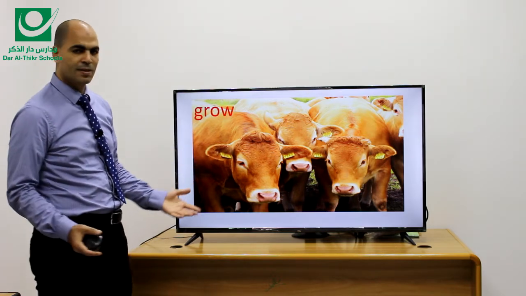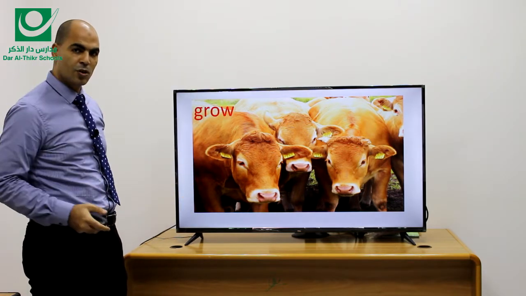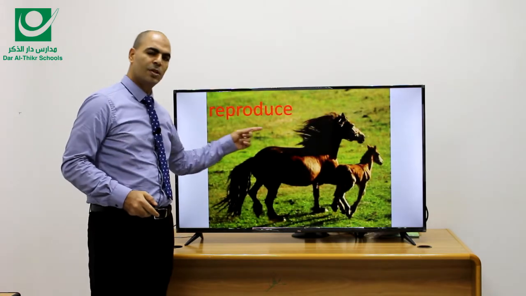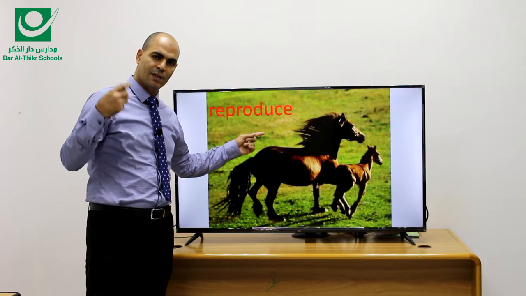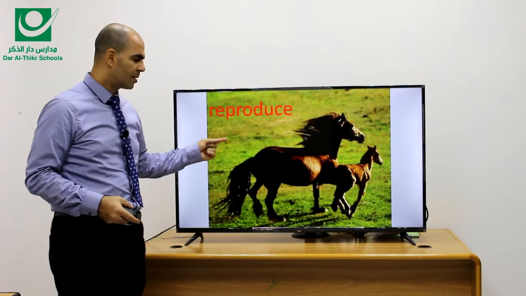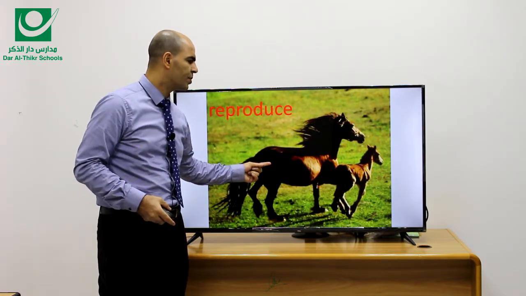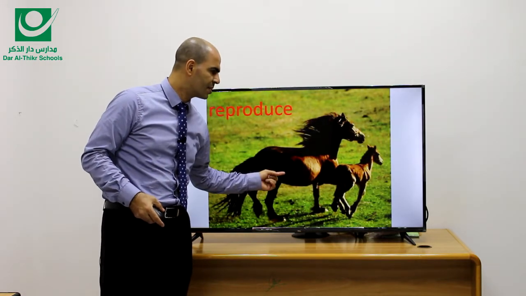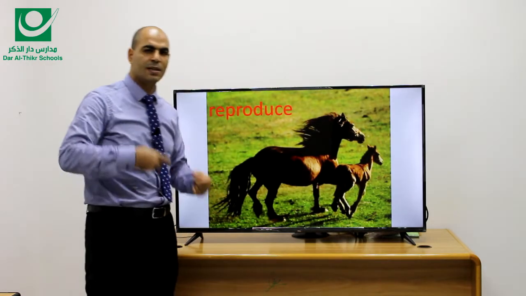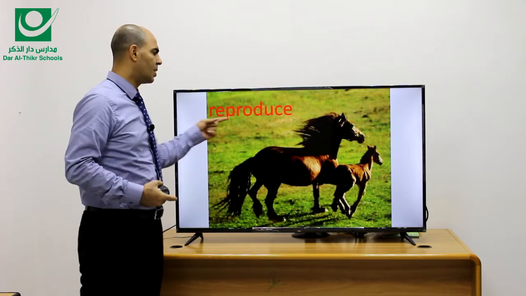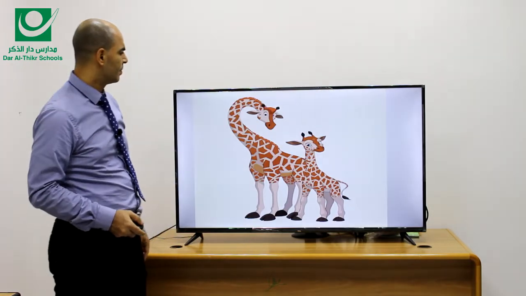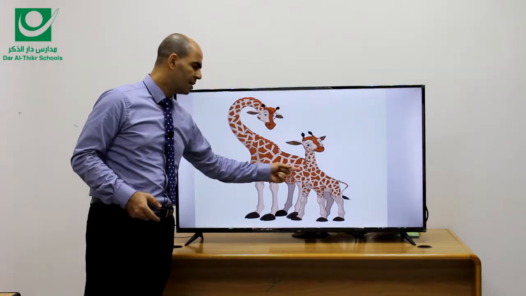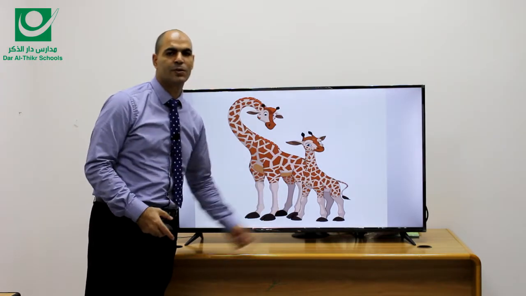Look at this. Grow. Grow means become a grown-up. Reproduce. We learned this word in a last topic. Reproduce means to have babies. The horse has a baby. It means it reproduces. And here is the giraffe reproducing a baby giraffe.